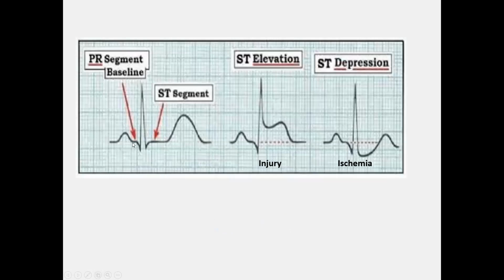So again, to recap, this ST segment should be isoelectric. That tells us whether or not we're perfusing our heart. If we have ST elevation, that indicates injury. It's ischemia to the point of injury. ST depression indicates ischemia, where the ST segment starts below the isoelectric line.